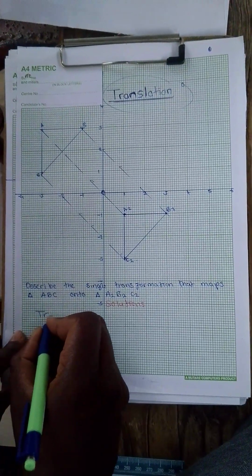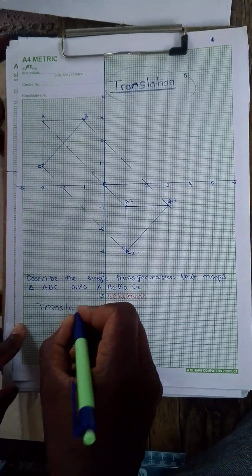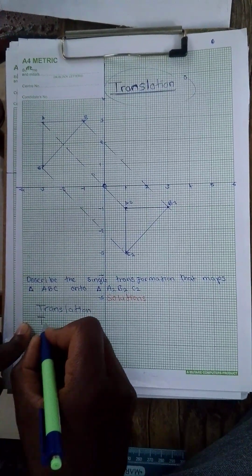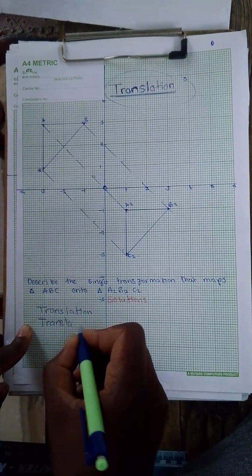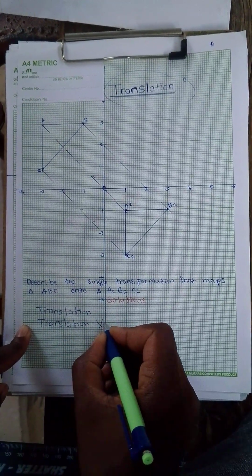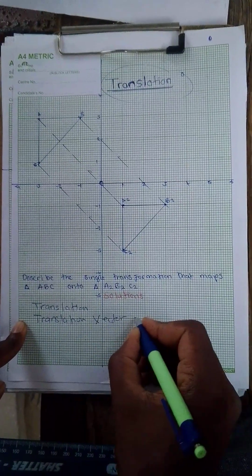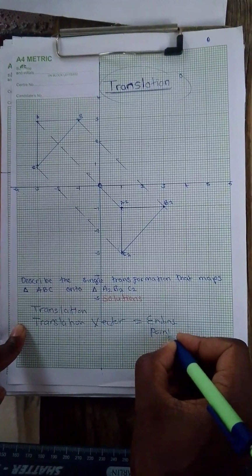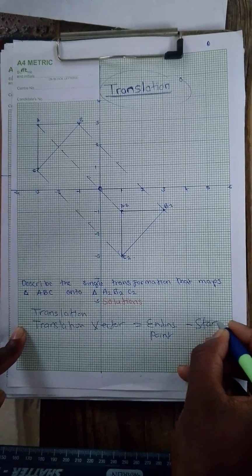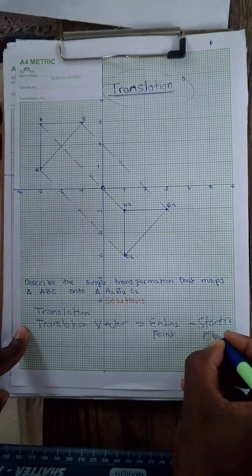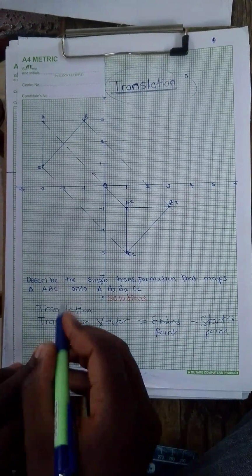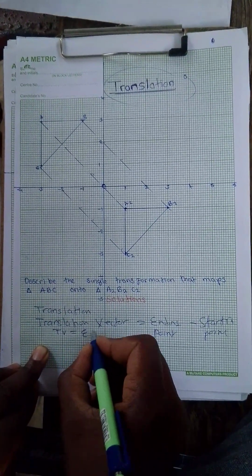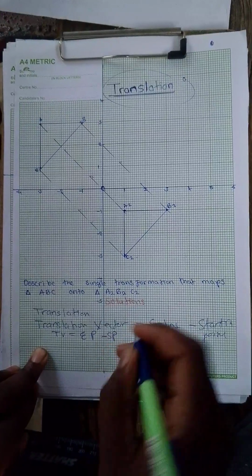So we are going to write translation. You are now describing translation. Then translation vector. You have translation vector, or TV, is equal to ending point minus starting point. So in shortcut, TV is equal to ending point minus starting point.